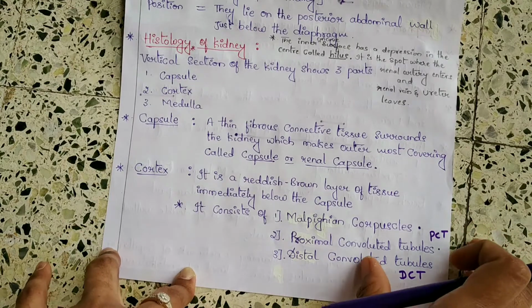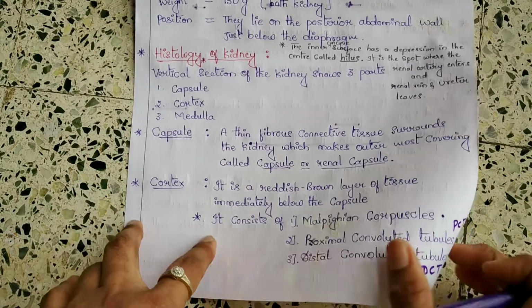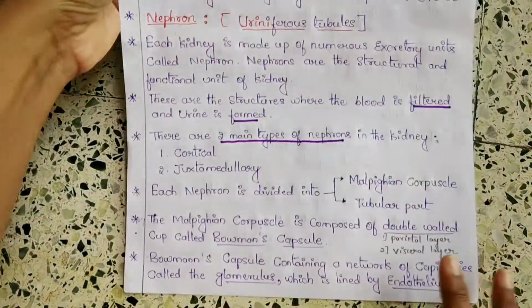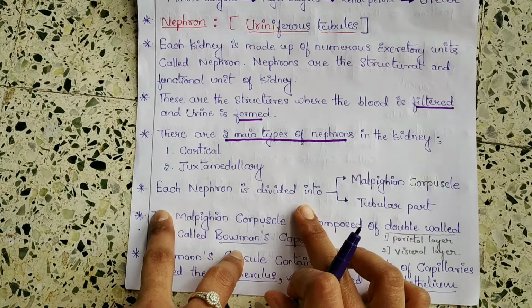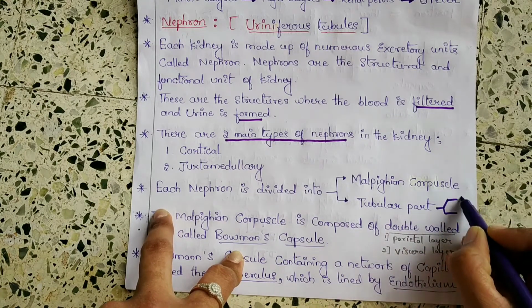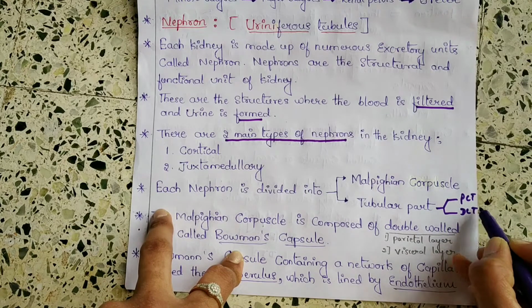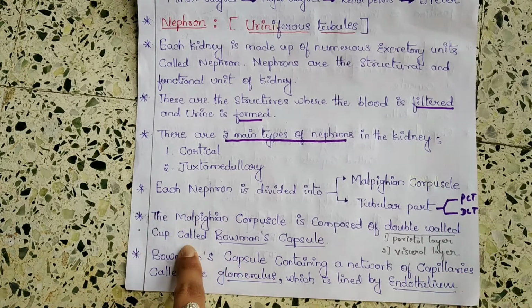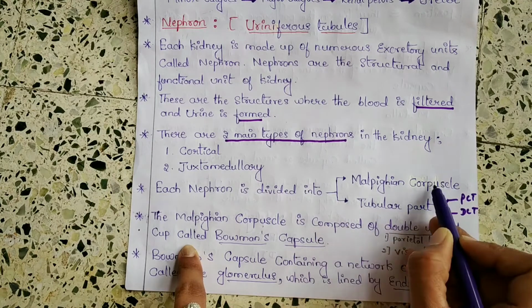So this is where you are going to find the nephron. Each nephron is divided into two parts: the Malpighian corpuscle and the tubular part. The tubular part is nothing but the PCT and DCT. Now let us look at the first one, the Malpighian corpuscle.